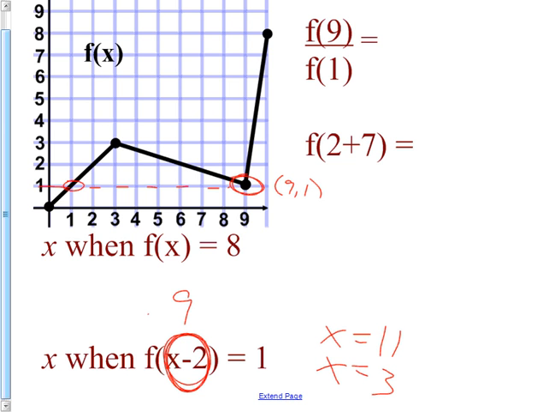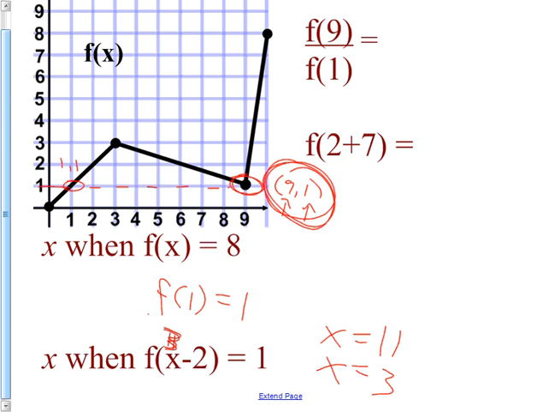Now that I've got the answers, let's see if it makes sense to you. If I know X is 11, I'd put an 11 right here, and then 11 minus 2 would be 9. Is f of 9 equal to 1? See? F of 9, that's the input, equals 1. And on this spot, if I put in the 3, 3 minus 2 is 1. F of 1 equals 1, and that's the spot 1 comma 1. And that works. That's on the graph.